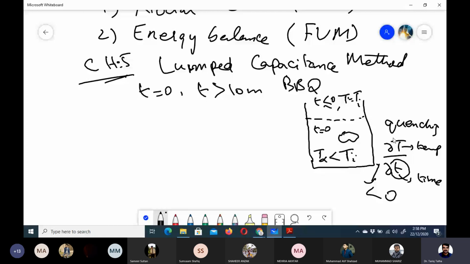Now in the lumped capacitance method, which we are going to discuss, what is the English meaning of lump? Anyone in the class? What is a lump?